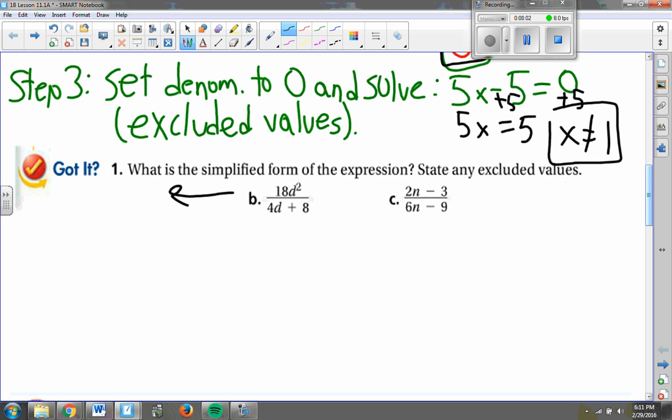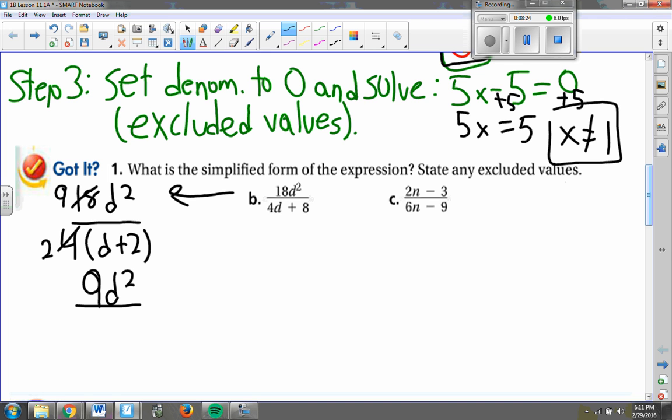Alright, in letter B, the bottom should turn into 4 times d plus 2. The top is still 18d squared. I can cancel the 18 with the 4 and make it 2 and 9. So my simplified form is 9d squared over 4d plus 4. If I redistribute that 2 back to the d and the 2, excuse me, 2d plus 4.